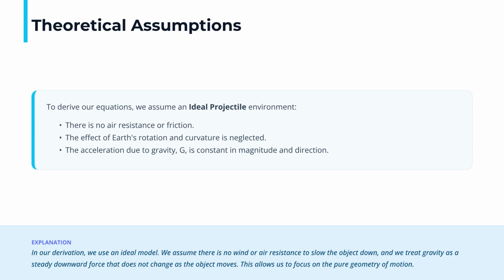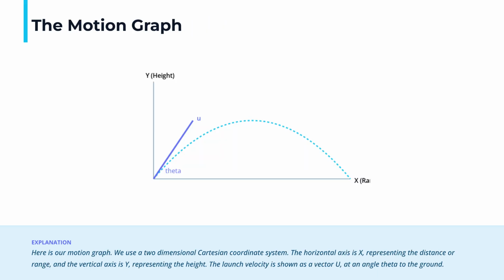To derive our equations, we assume an ideal model. We neglect air resistance and friction and assume the acceleration due to gravity, g, is constant. Our motion graph uses a Cartesian system, x for distance or range, and y for height. Launch velocity is a vector u at an angle theta to the ground.